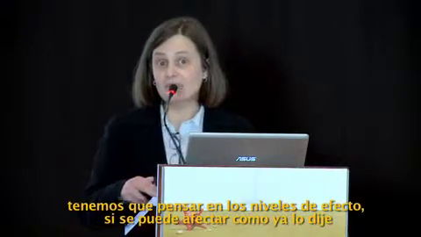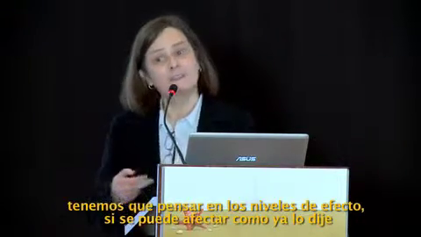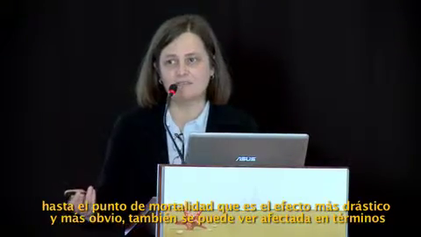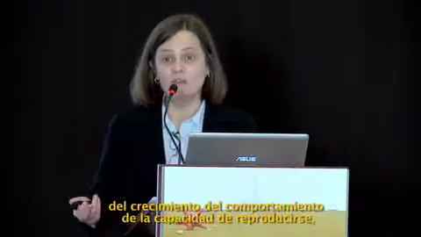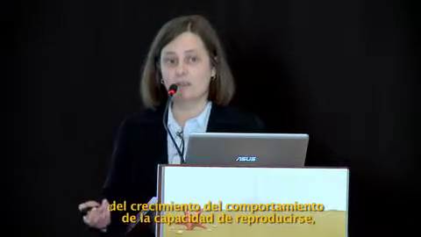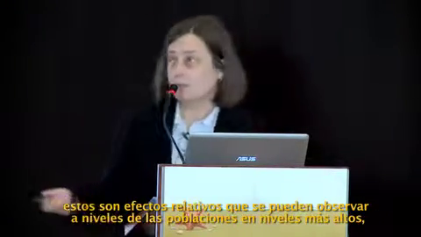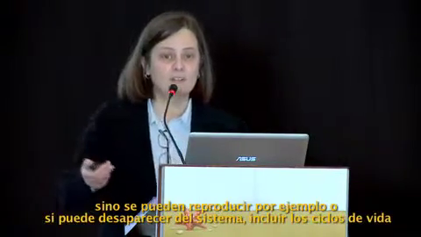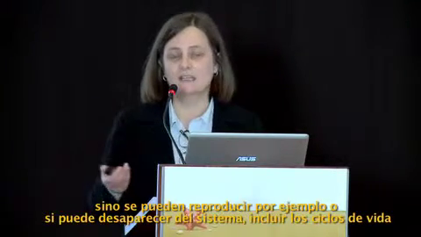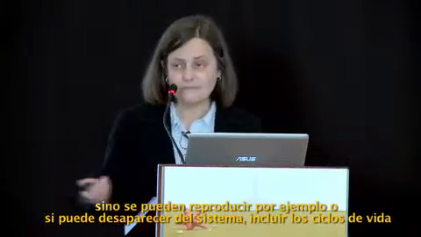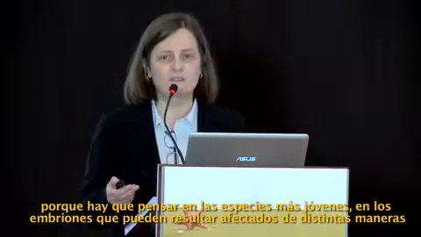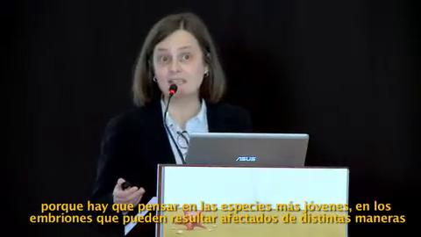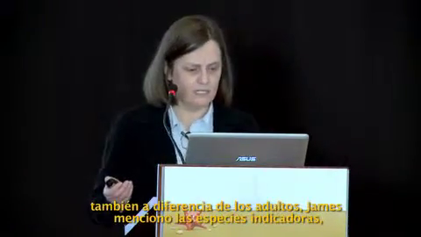We need to think of a higher level. If an organism is affected, mortality is the more obvious, more drastic effect, but it might be affected in terms of growth, in terms of behavior, in terms of ability to reproduce. So it's a variety of effects that then might be observed at population level, at higher levels. If the organism is not able to produce young, then they might disappear from the system. I put here life cycles because it's important to think about young, juveniles, embryos, etc. which might be affected in a different way from adults as well as older organisms.